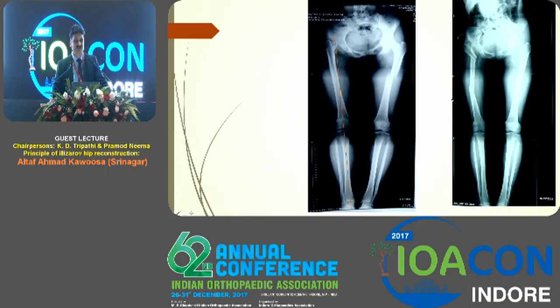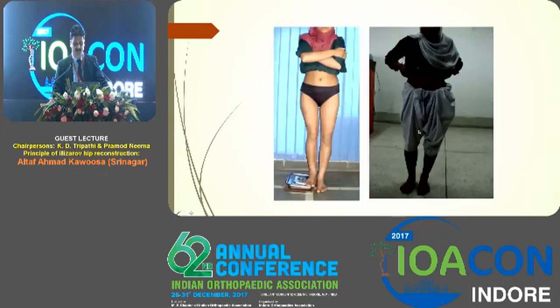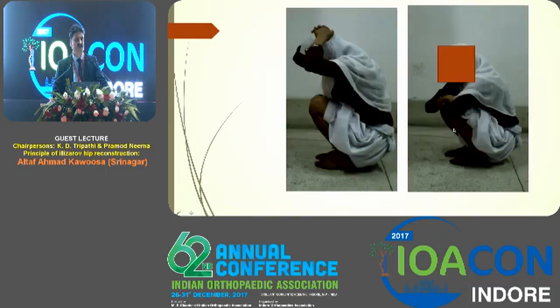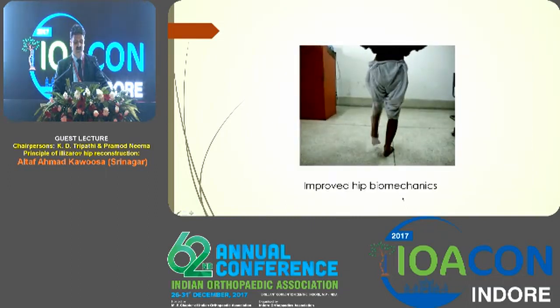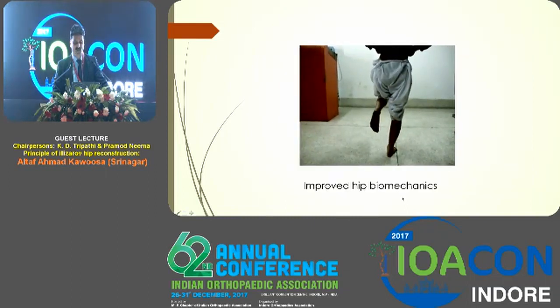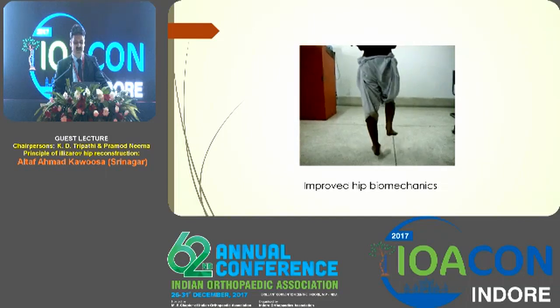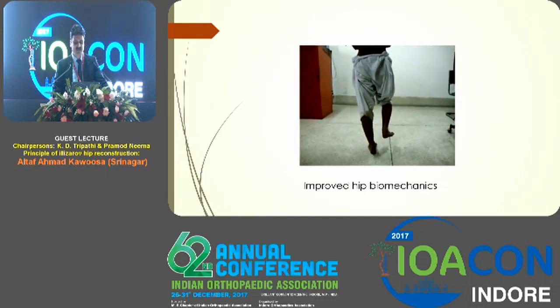The abductors are lengthened, adding to the functionality of the hip. And this is the new mechanical axis. And you have achieved lengthening, you have achieved support. The trochanters are level, limb length is equalized. Most important, look at the function. Able to squat, and look at the improved hip biomechanics. This is the affected limb, the other limb.